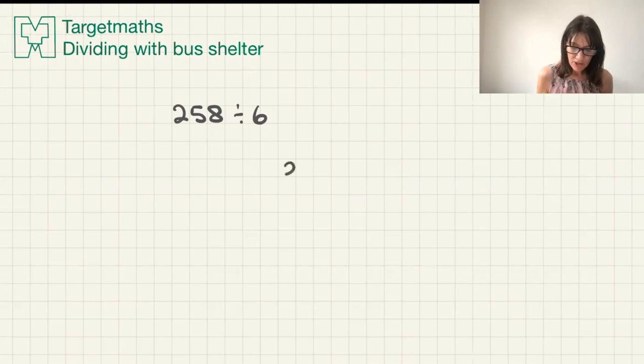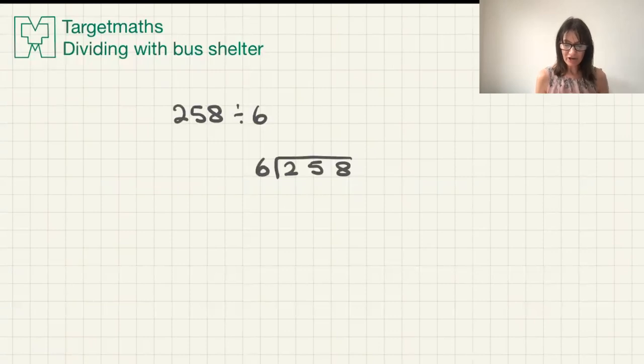I've got 258. It's going to sit inside my bus shelter, okay? And then the 6 is on the outside. And you'll notice that I've kind of spaced these out a little bit, just so I've got some room to put my carryovers on. And you'll see what I mean when we start carrying over, okay?